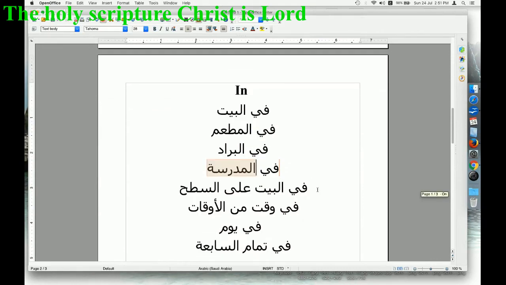Here I use a sentence that has both في and على. This is على. في البيت على السطح. So I ask you, where is James? You say هو في البيت على السطح. So في البيت is a general location because the house is bigger than the roof. So you say في البيت, and now you want to give me more details of the location. So he is في البيت على السطح.